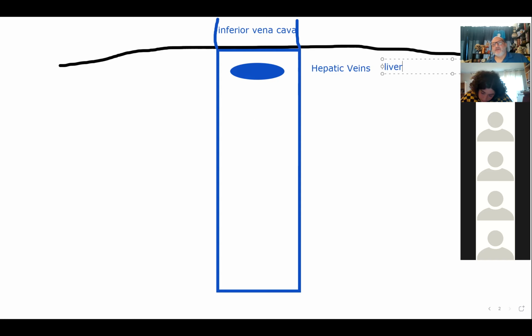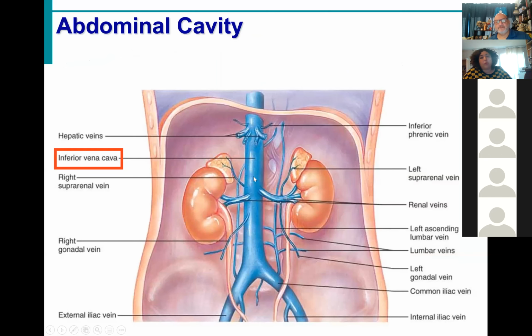What's next? Superior mesenteric. Is it? Is it the hepatic portal? Hepatic portal. Nope, I don't see a hepatic portal. In fact, if I follow it down, next two I see are the renal veins.